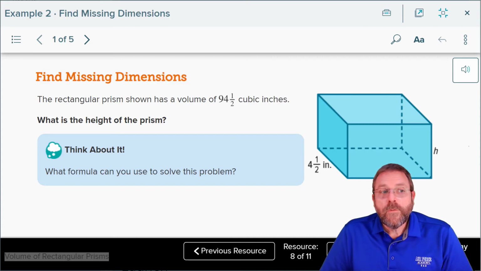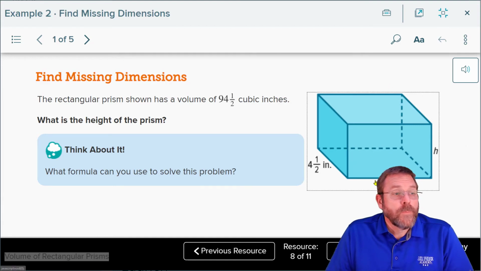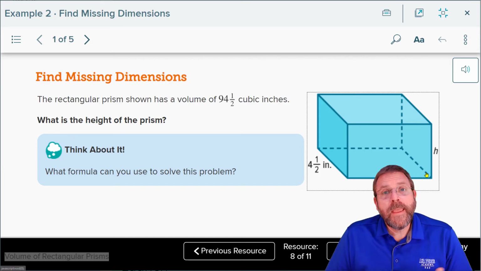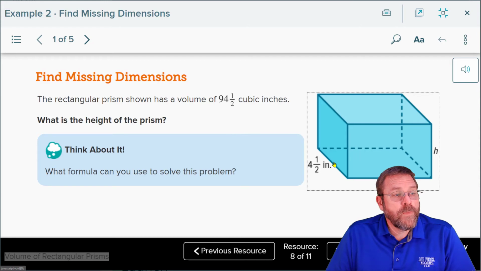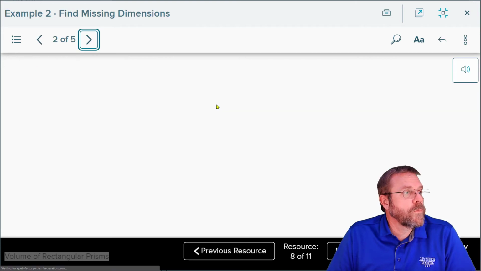The volume of this rectangular prism is 94 1/2 cubic inches. That's the entire volume of it. We also know we have a length of 4.5 inches and a width of 6 inches. And I should point out, they may call them different things. They may call that the width and that the length. It just really doesn't matter. It doesn't have any effect on it at all, what you call the length and what you call the width.